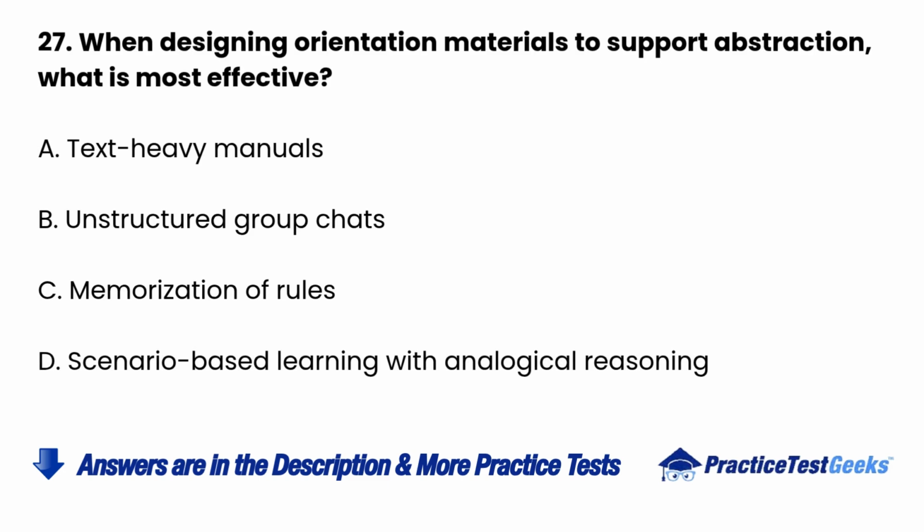27. When designing orientation materials to support abstraction, what is most effective? A. Text-heavy manuals. B. Unstructured group chats. C. Memorization of rules. D. Scenario-based learning with analogical reasoning.